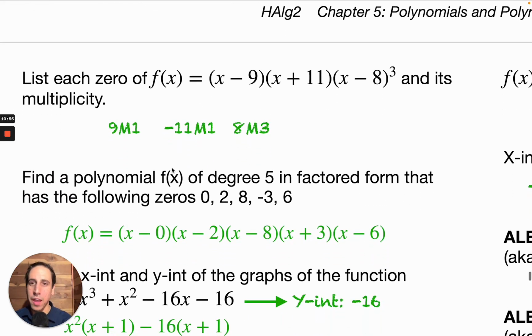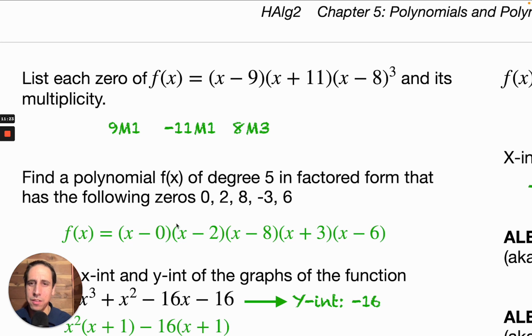Find a polynomial f of x of degree 5 in factored form that has the following zeros: 0, 2, 8, negative 3, 6. In each of these cases, if you're given a 0 and you want to find the factor, you do x minus the 0. Everyone say it with me, because it's going to come up a lot and people are going to forget. X minus the 0.